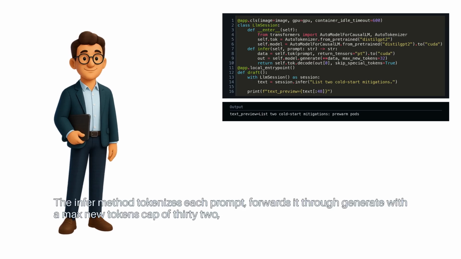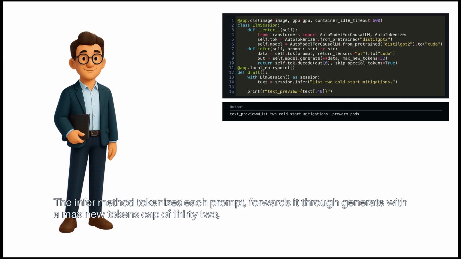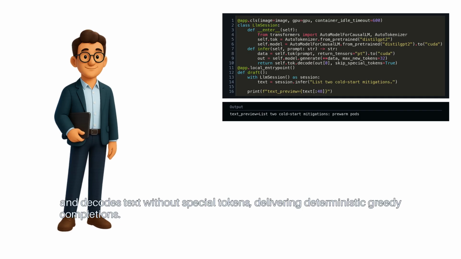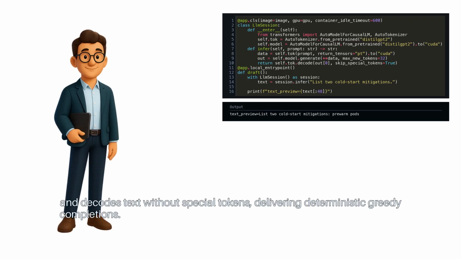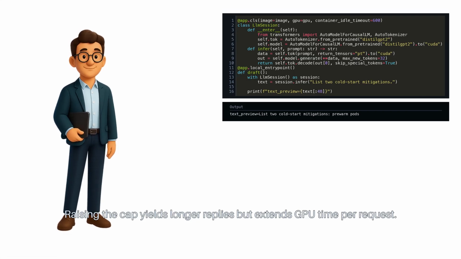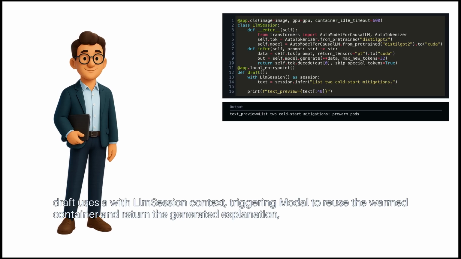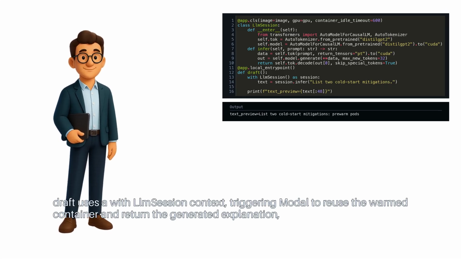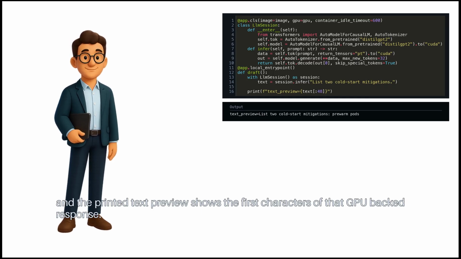The infer method tokenizes each prompt, forwards it through generate with a max new tokens cap of 32, and decodes text without special tokens, delivering deterministic greedy completions. Raising the cap yields longer replies, but extends GPU time per request. The draft uses a with LLM session context, triggering Modal to reuse the warmed container and return the generated explanation. And the printed text preview shows the first characters of that GPU-backed response.